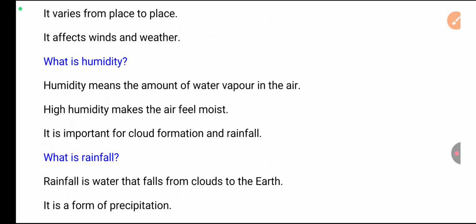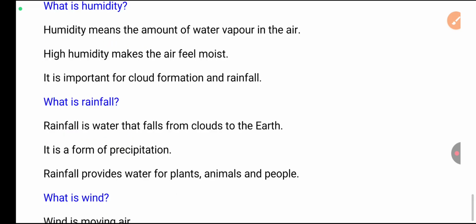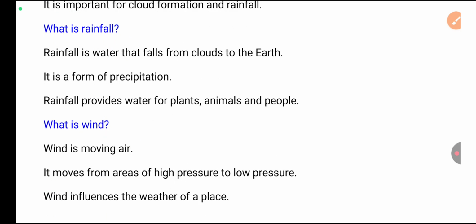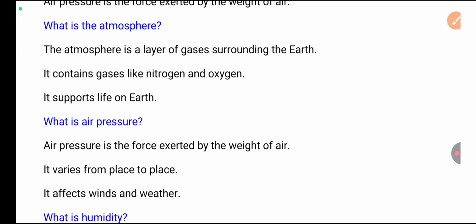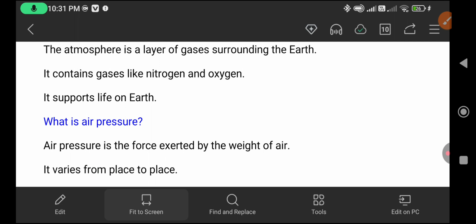So these are the questions which I have taken, and I think they will help you for your examination and any test. You have to see the questions and answers, and try to write everything in your notebook.